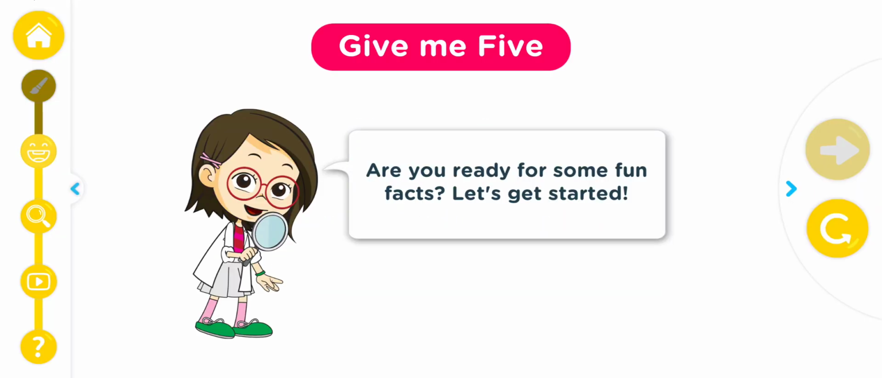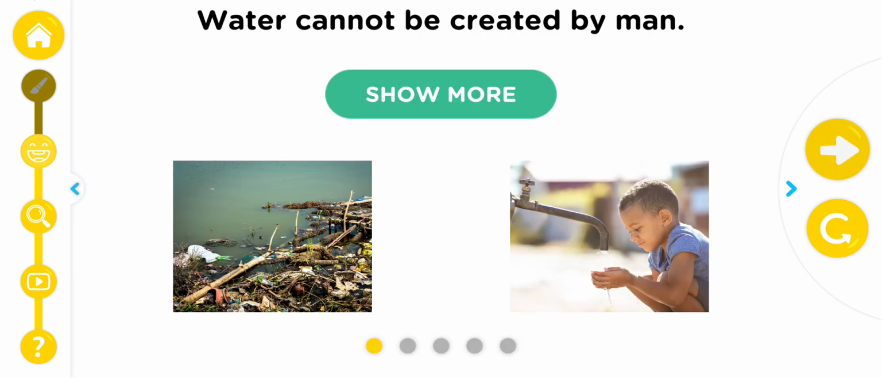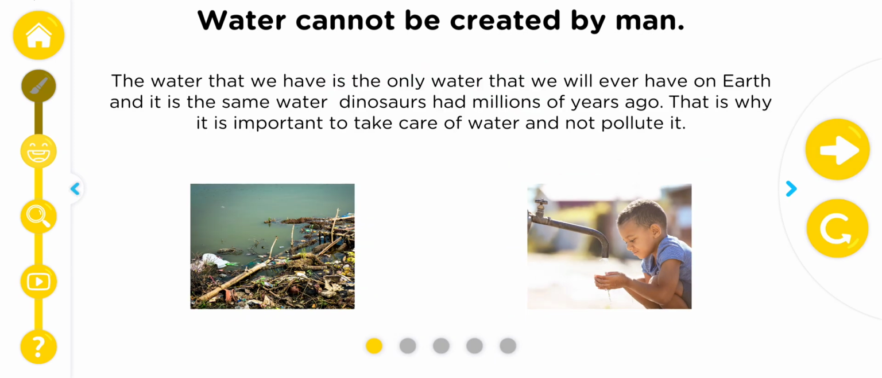Are you ready for some fun facts? Let's get started. Water cannot be created by man. The water that we have is the only water that we will ever have on Earth. And it is the same water dinosaurs had millions of years ago. That is why it is important to take care of water and not pollute it.